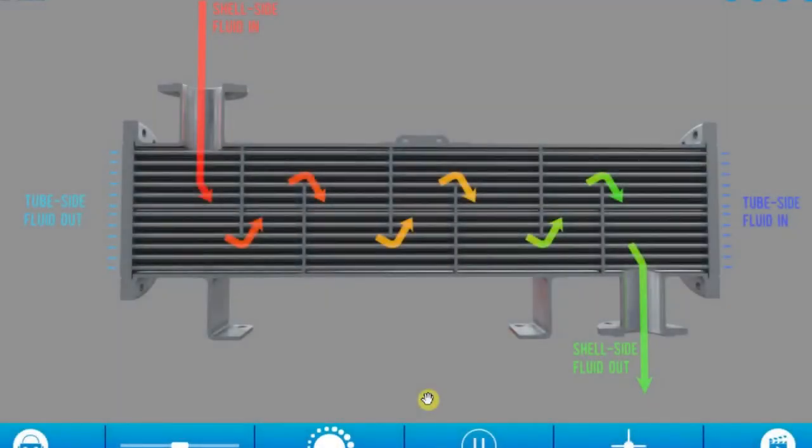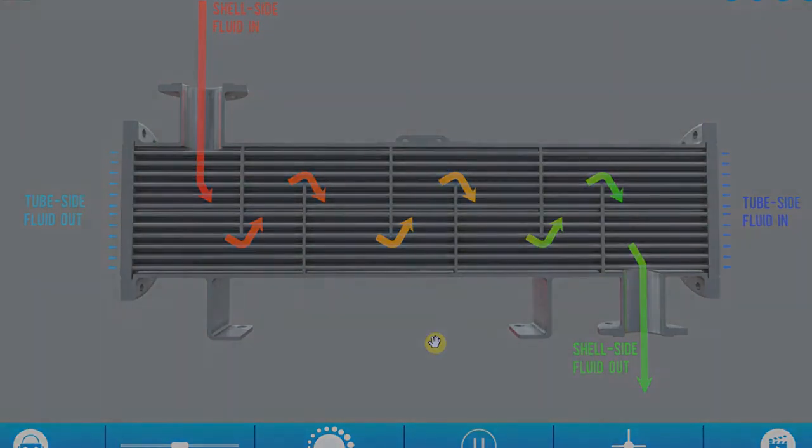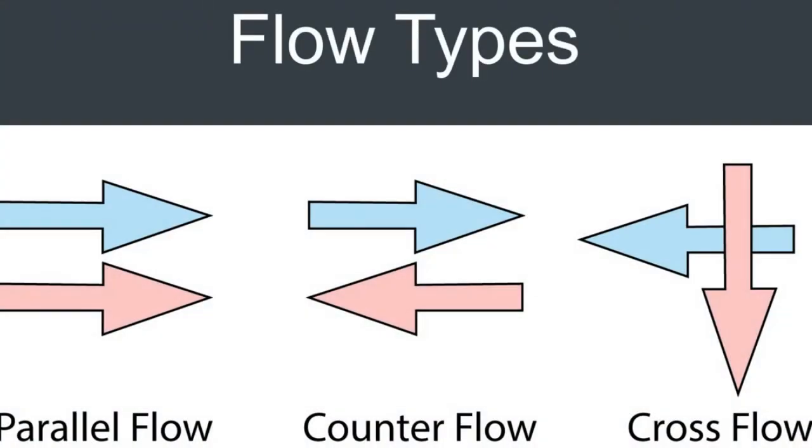People also talk about counterflow, crossflow and parallel flow. This particular design is a counterflow design because the tube side fluid enters on the right and exits on the left, and the shell side fluid enters on the left and is discharged on the right. So they're flowing in opposite directions to one another, right to left and left to right. That is a counterflow design. It is the most efficient type of flow design you can have for a heat exchanger.